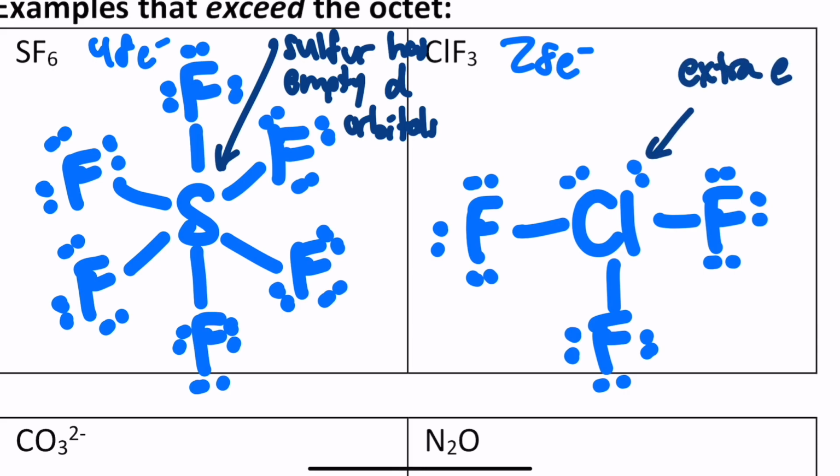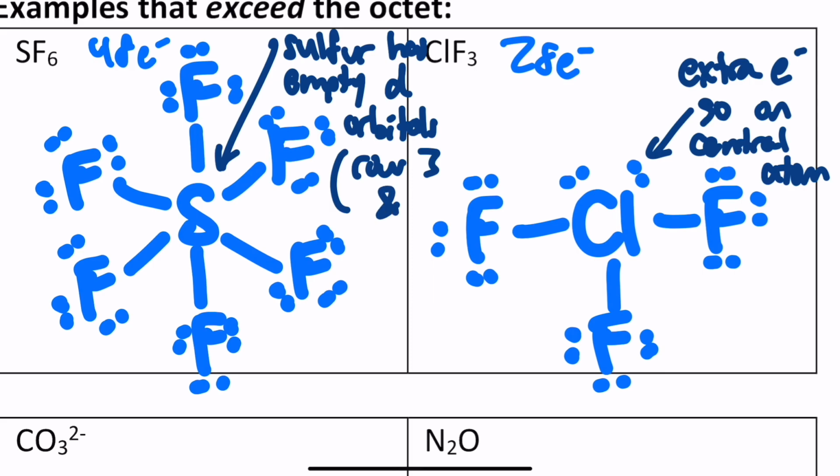Extra electrons go on the central atom. And this is commonly seen for things that can exceed the octet, elements that have empty d orbitals, which is row 3 and below in the periodic table. If you go back to the periodic table, you can see that anybody in the 3rd row has d orbitals because d starts with 3d. It also occurs usually with atoms that are bonded to very greedy electronegative elements like fluorine or oxygen.